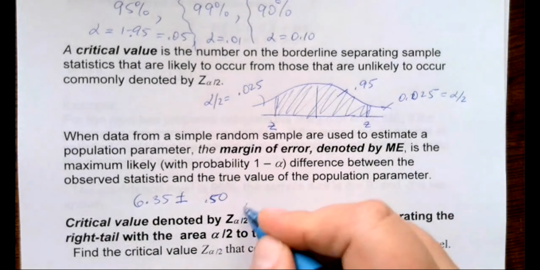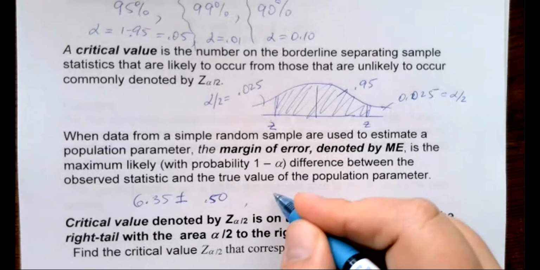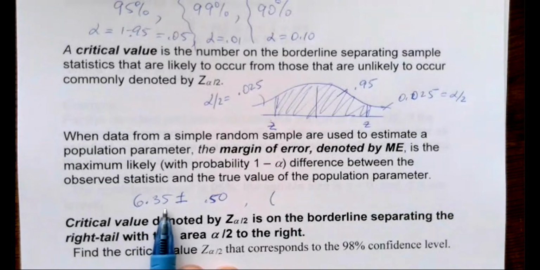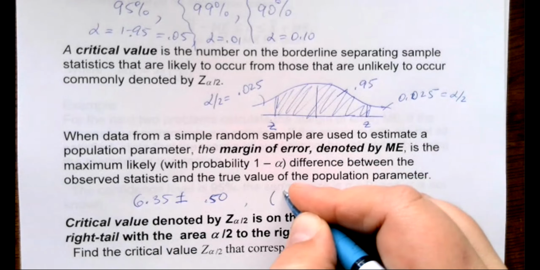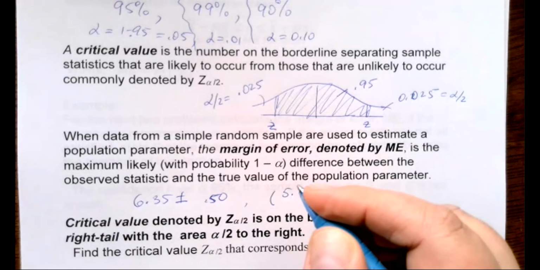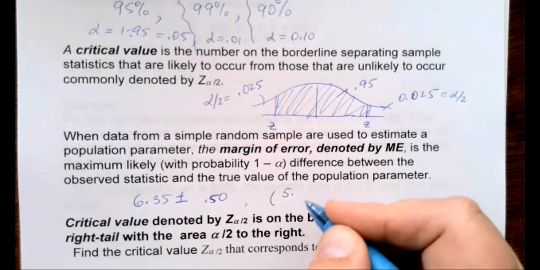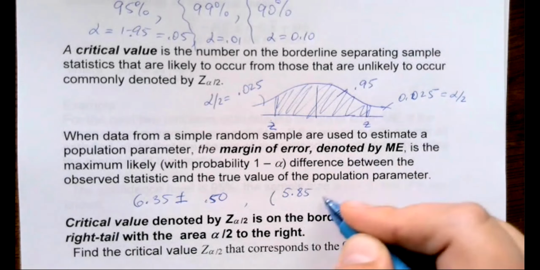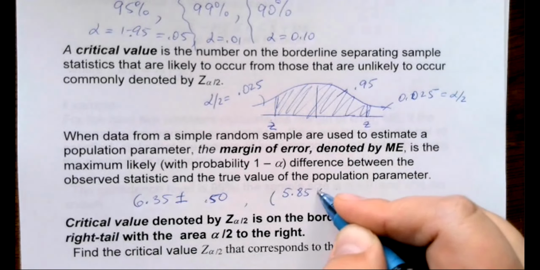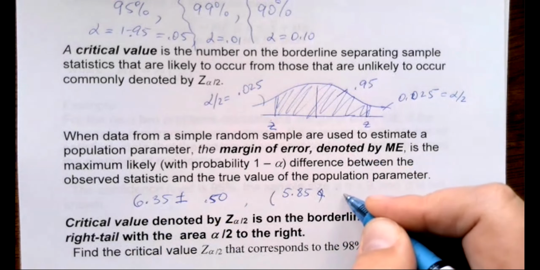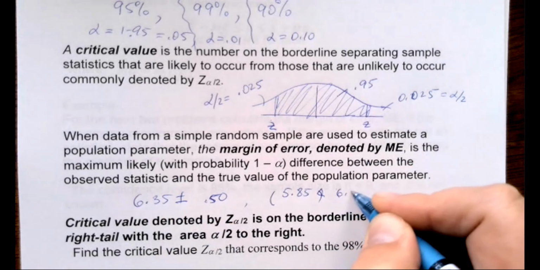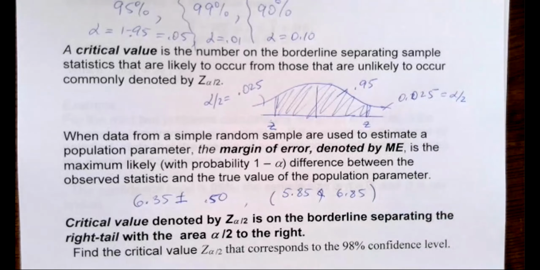And if I wanted to actually write it as an interval, I would write 6.35 minus 0.5 on one end, which will give me 5.85, and then 6.35 plus 0.5 on the other end, which will give me 6.85. All right, so that is the margin of error.